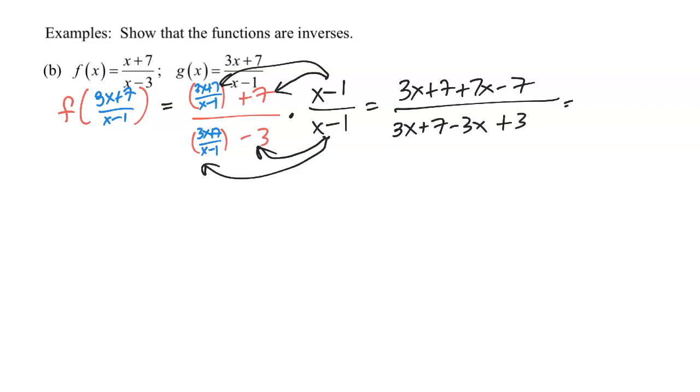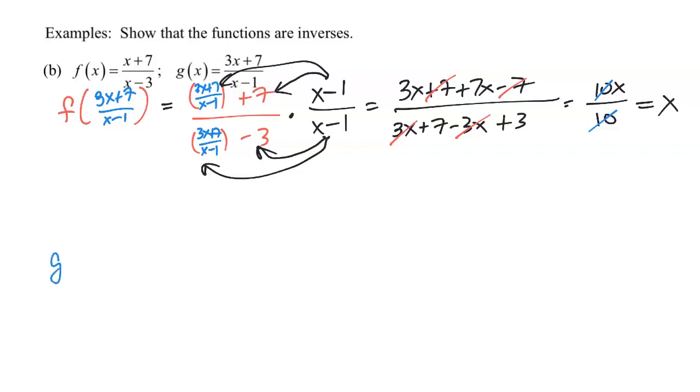If I collect the like terms in the numerator, I notice here that the plus 7 and the minus 7 are going to cancel. It's going to leave me just with 10x. And in the denominator, my 3x and my negative 3x are going to cancel, and 7 plus 3 is going to be 10. And then the last thing that happens is that my 10's cancel, which leaves me with x. Now, I'm halfway done. I want to also show the other direction is true.